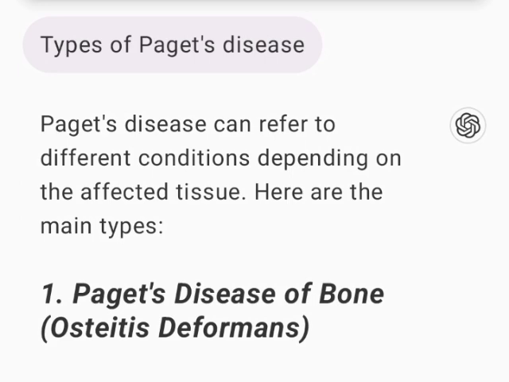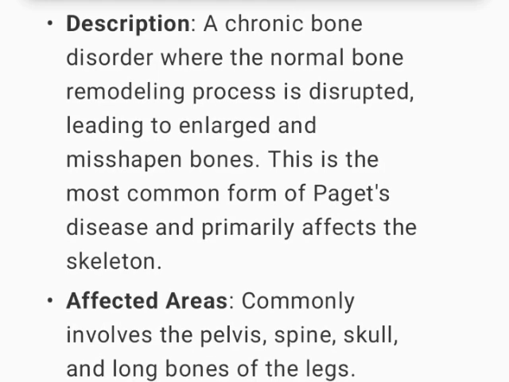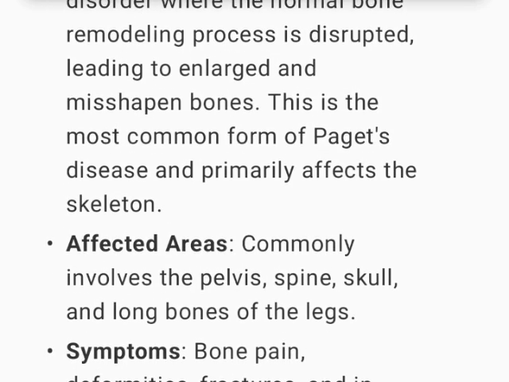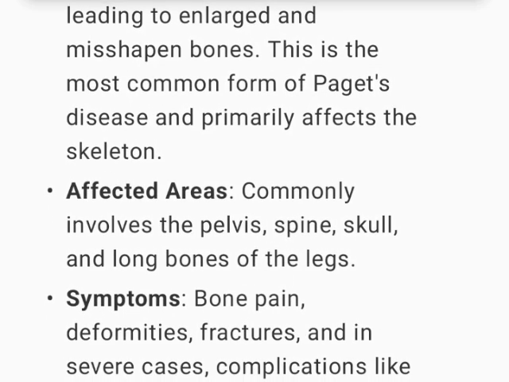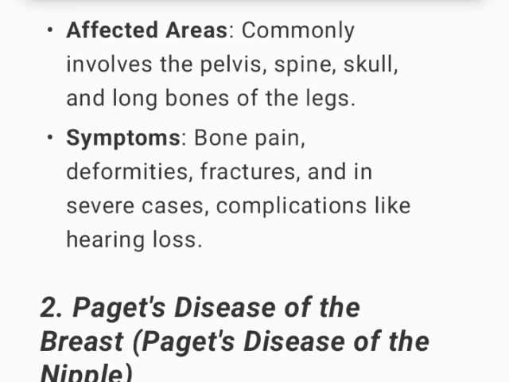Paget's disease can refer to different conditions depending on the affected tissue. Here are the main types. 1. Paget's disease of bone, osteitis deformans. Description: a chronic bone disorder where the normal bone remodeling process is disrupted, leading to enlarged and misshapen bones. This is the most common form of Paget's disease and primarily affects the skeleton. Affected areas commonly involve the pelvis, spine, skull, and long bones of the legs. Symptoms: bone pain, deformities, fractures, and in severe cases, complications like hearing loss.